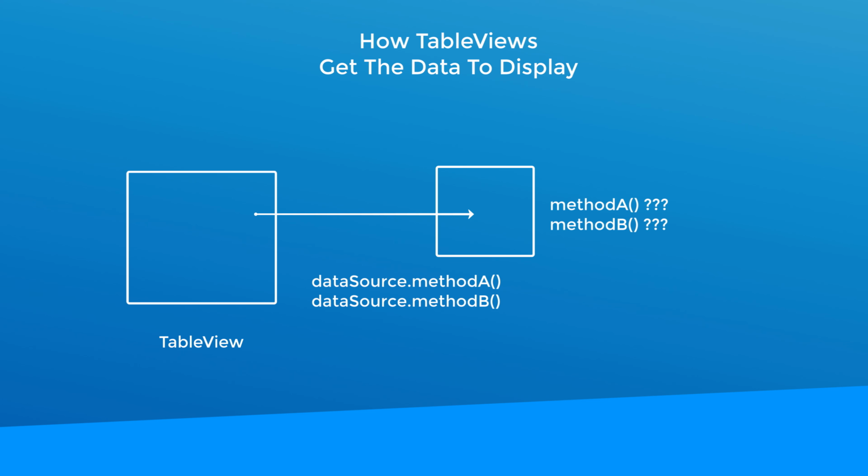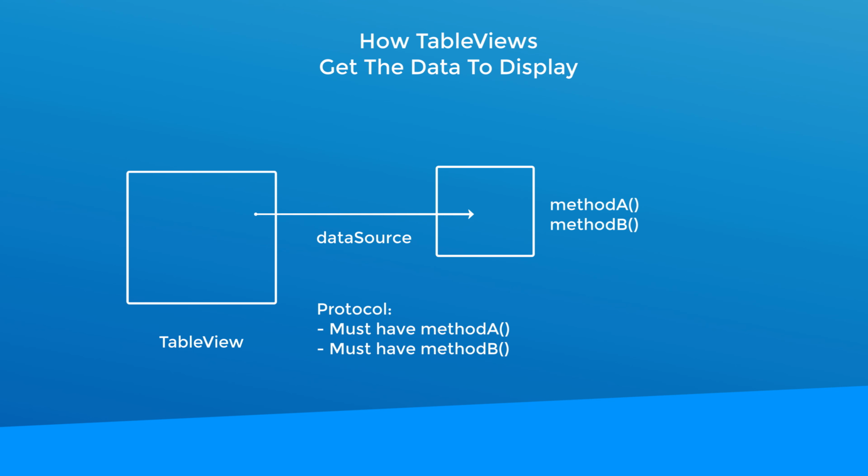So to recap, two things need to happen. Number one, someone has to set itself as the data source for the table view. And number two, that someone also has to have the specific methods that the table view is going to call when it needs data to display. Now the table view has a secret weapon to ensure that whoever is the data source actually has those specific methods. The secret weapon is called a protocol. And the protocol is like a rule that says you must have these methods in order to be the data source. So the table view uses this protocol.